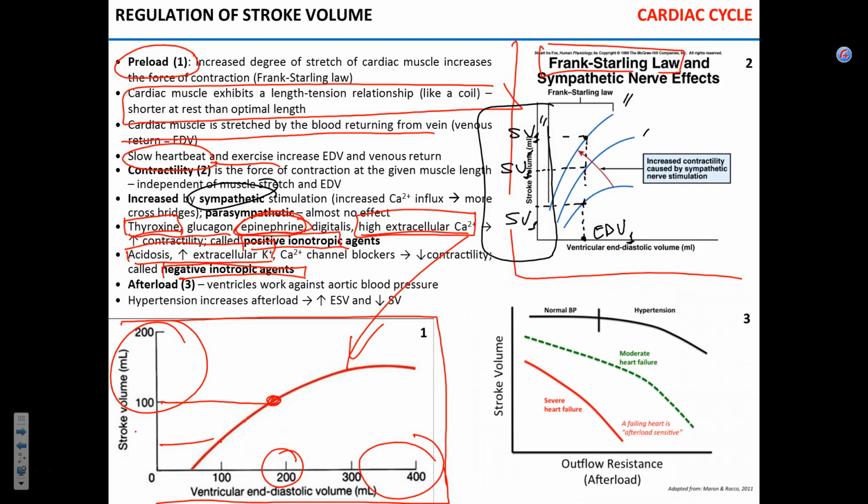Now, before we move on, let me ask you this. Increased preload, increased amount of blood that flows into the heart and stretches it to a great extent. How will it change stroke volume? Look at the graphs. Increasing. Increased contractility. How will it change stroke volume? Increased. Afterload is opposite. Afterload refers to the resistance that blood pressure imposes on the blood that is ejected from the ventricles.